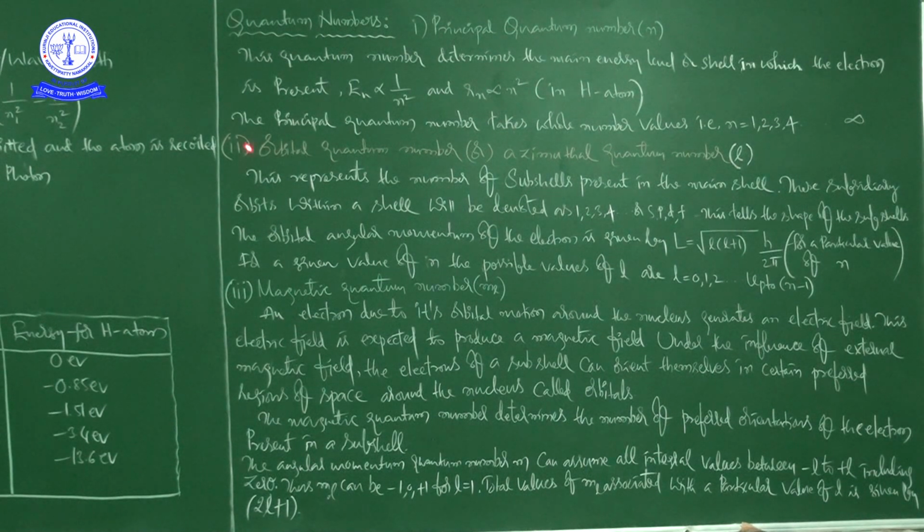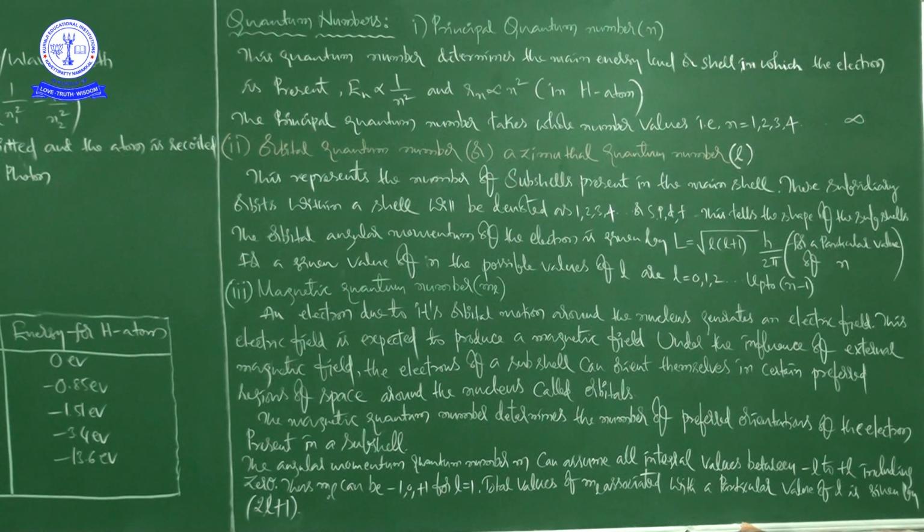Next, the principal quantum number takes whole number values, that is n is equal to 1, 2, 3, 4, up to infinity. Next one, orbital quantum number. The second one is orbital quantum number or azimuthal quantum number. It is indicated by the letter small l.